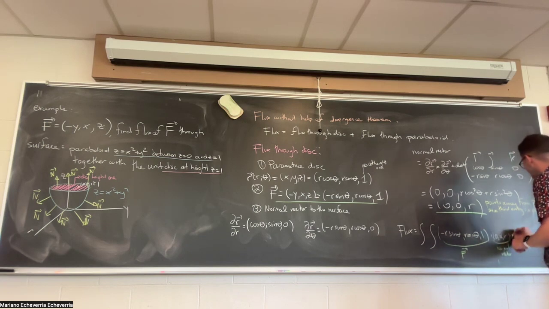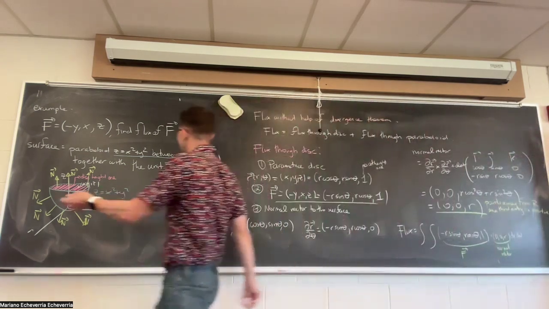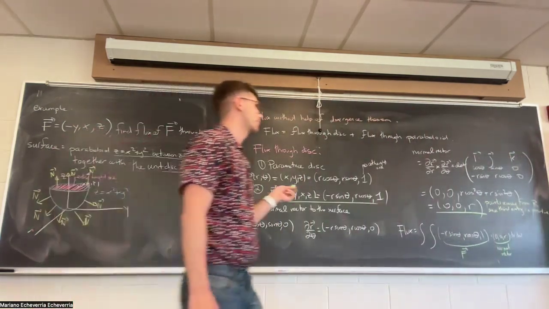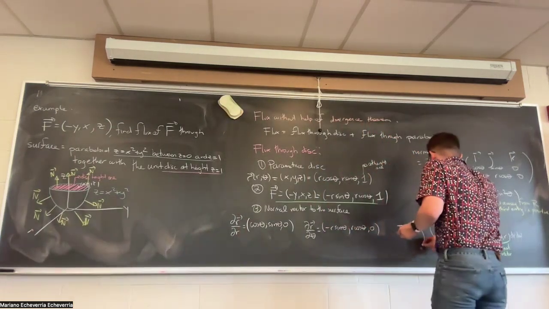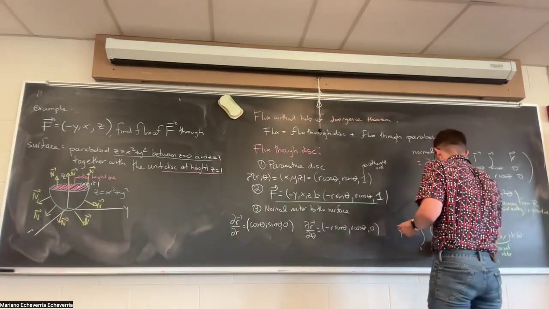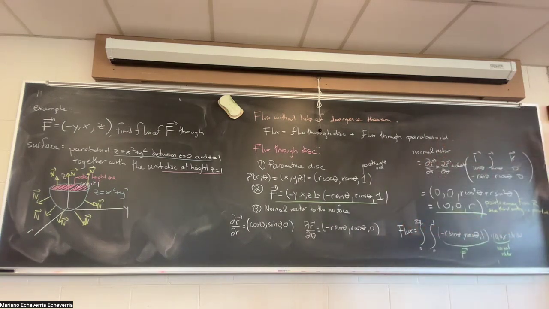So the integral is with respect to the parameters, which are R and theta. Setting the bounds here is not that different from a typical polar problem. Theta goes from 0 to 2 pi, and it's a disk of radius 1, so it's 0 to 1 for R. And this is the integral from 0 to 2 pi, 0 to 1 of R dR dtheta. Okay, and so that just gives you pi.